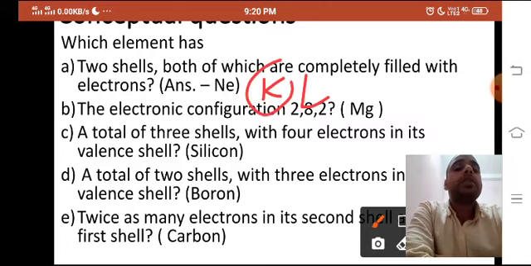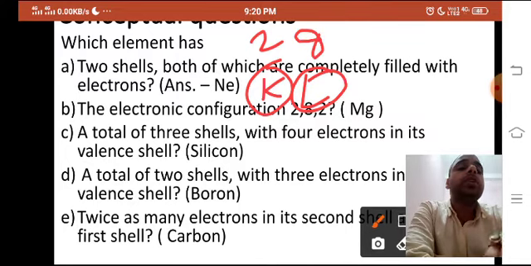In the very first shell, the maximum number of electrons should be 2. And then in the second shell, the maximum number of electrons should be 8. And both of the shells are completely filled with electrons. So 2 in the first shell and 8 in the second shell, together it makes 10, and 10 is the atomic number of neon. So the correct answer is neon.